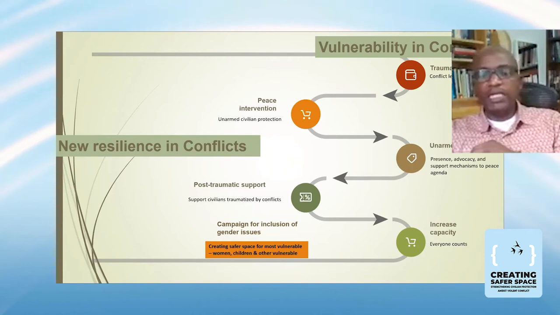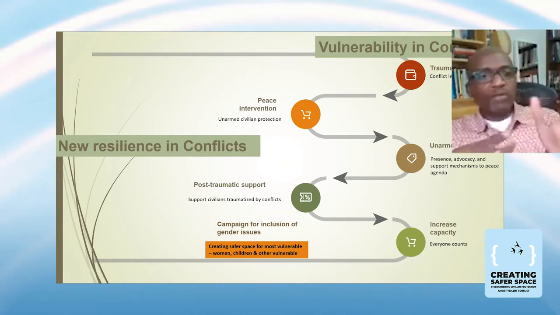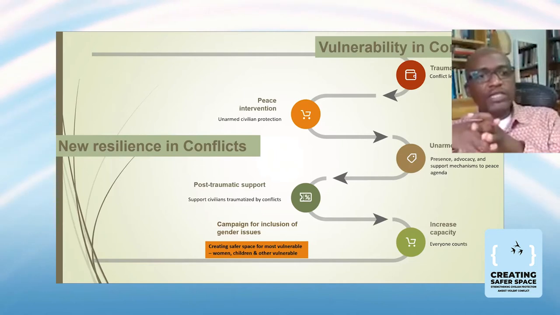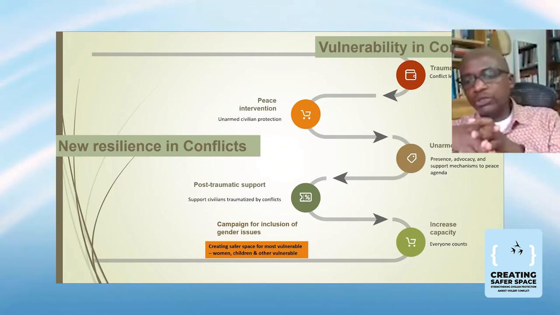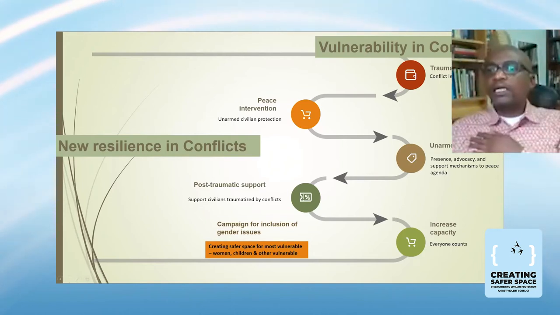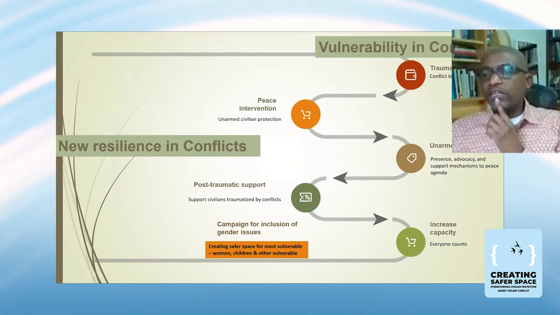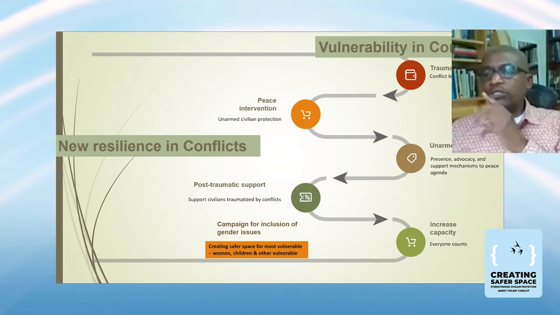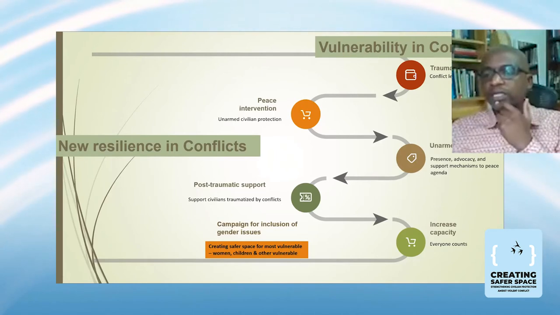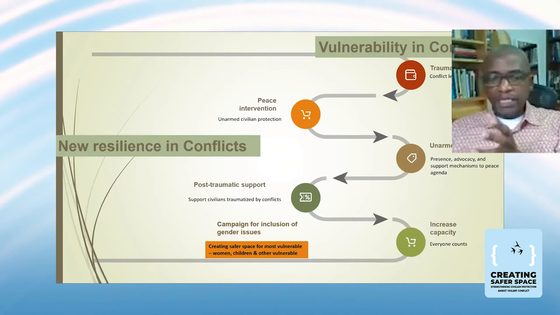And we'll be talking a little bit about that in the next few slides. And that's why I'm emphasizing here the whole issue of new resilience in situations of conflict. And unarmed civilians here, within situations of war and conflict, we need presence as a strategy to advocacy, but also we need to develop support mechanisms as we build on the peace agenda. And the research is meant to gear much more towards that.